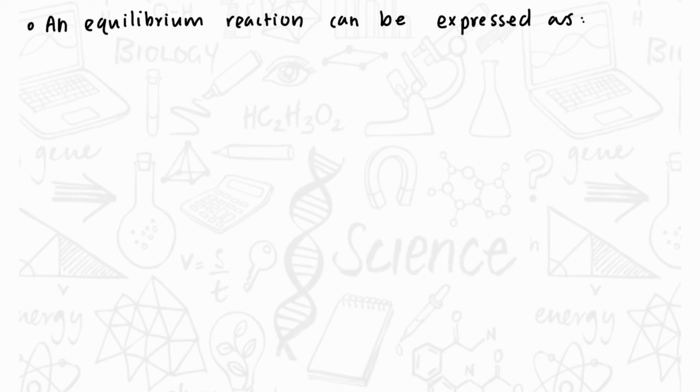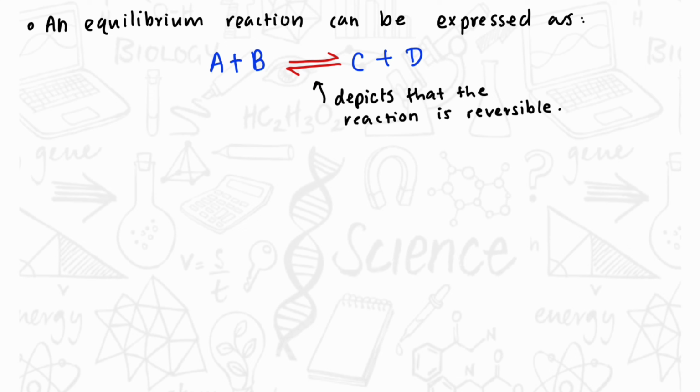An equilibrium reaction can be expressed as follows. A plus B will give us C plus D, and this arrow will depict that the reaction is reversible.